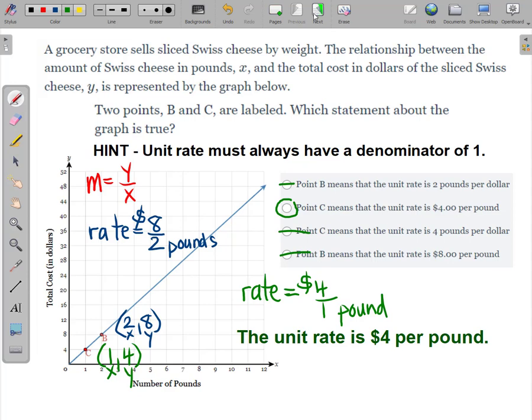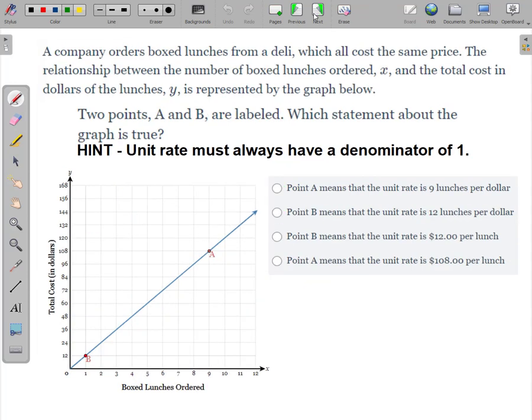Let's try one more example. A company orders boxed lunches from a deli, which all cost the same price. The relationship between the number of boxed lunches ordered, X, and the total cost in dollars of lunches, Y, is represented by the graph below. 2 points, A and B, are labeled. Which statement about the graph is true?